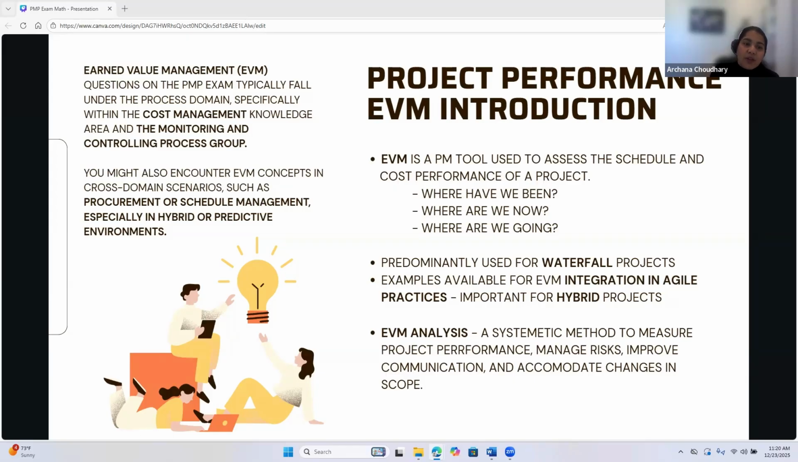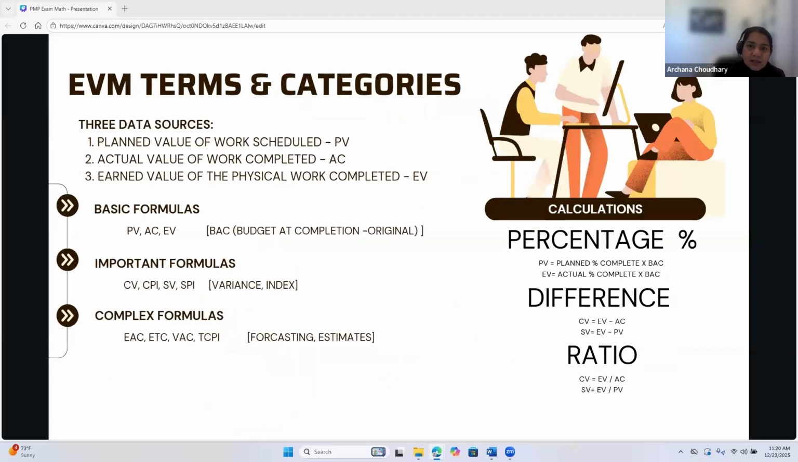So traditionally, EVM has been predominantly used in waterfall projects due to their defined scope and linear progress tracking. However, with the increasing adoption of hybrid project management approaches, there are growing examples and methodology for integrating this EVM concept into agile frameworks. Understanding EVM and its application in different project environments is essential for both project success and PMP exam preparation.